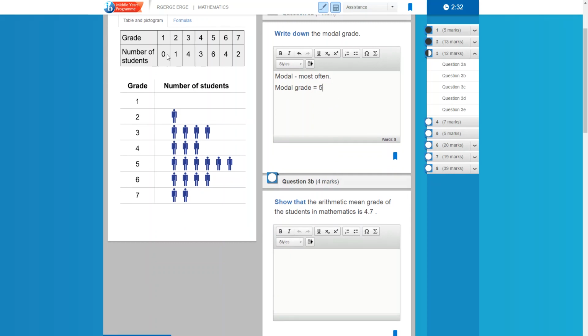Right? We have had 0 people get 1. We've got 1 person get 2. So if I was actually write this out, I have 0 students getting a level of 1. I have 1 student getting a grade of 2. I have got 4 students getting levels of 3. I have 3 students getting levels of 4. 6 students getting levels of 5. 1, 2, 3, 4, 5. I have got 4 students getting levels of 6. And I have 2 students getting levels of 7.